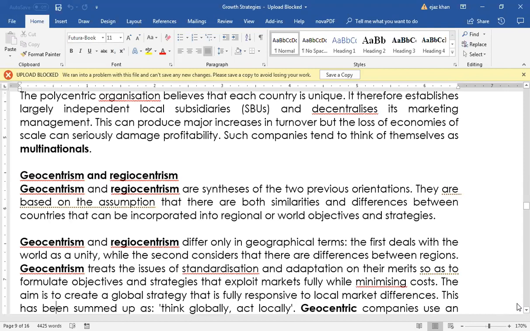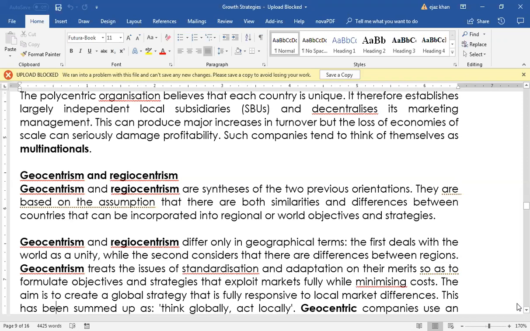Whereas when we talk about regiocentrism, it actually comes up with a regional policy rather than global policies. So it may have a different policy for one region of the world than the other region of the world. And a region will basically be a collection of countries, a combination of countries. For example, they may have a different policy for South Asia, a different policy for Africa, a different policy for Europe, or it may be any other regional segmentation of the markets. And this is called regiocentrism.